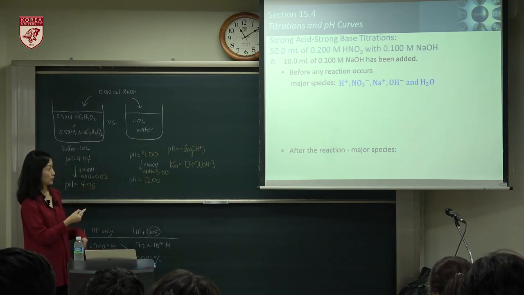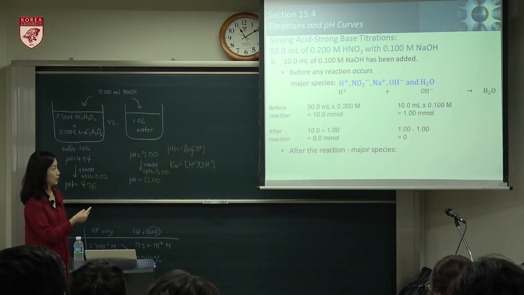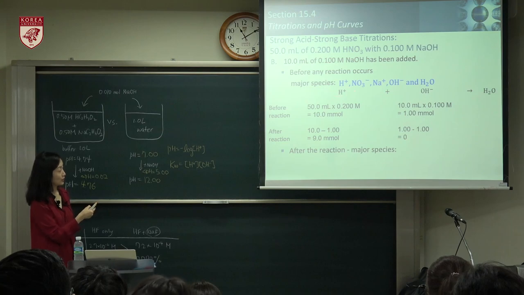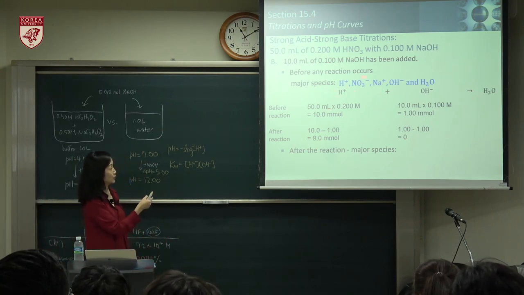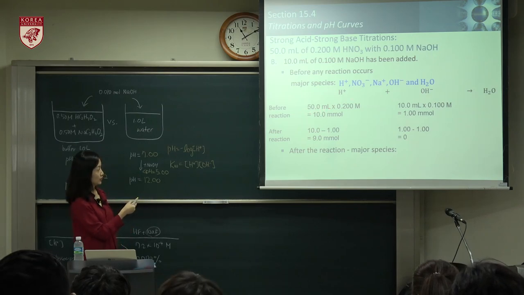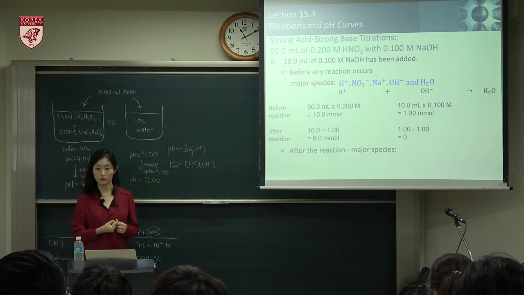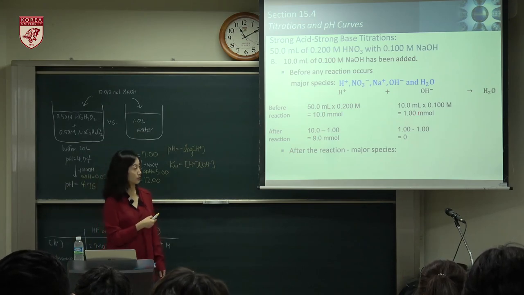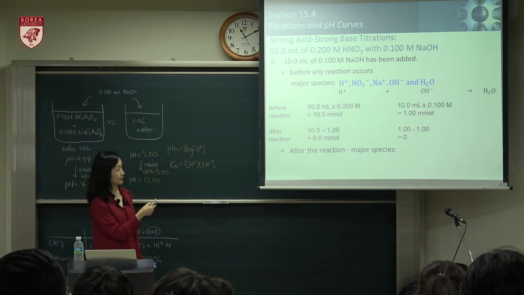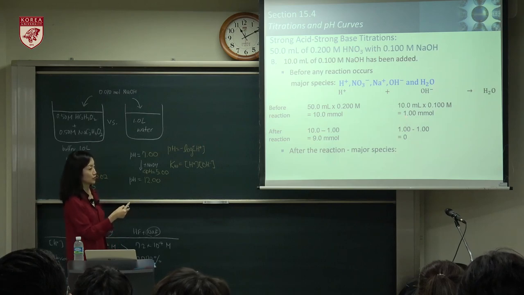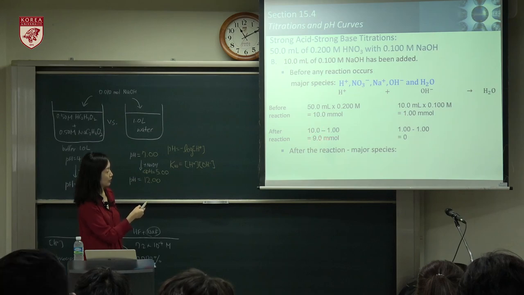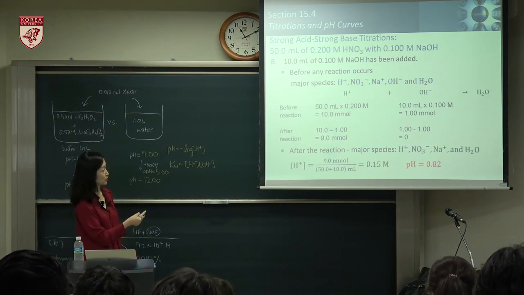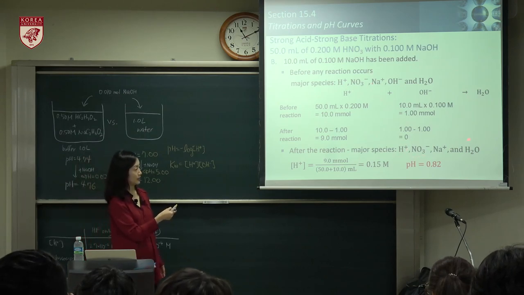So let's do the calculations. We want to know how much we're left with after the reaction. We have a strong acid and a strong base, so a neutralization reaction will occur. If we calculate the number of moles of H plus, we multiply the volume by the concentration, which gives us 10.0 millimoles. And the number of moles for OH minus is 1.00 millimoles. Which one is the limiting reagent? It is OH minus, so all of the OH minus will be used up. After the reaction, we have 9.0 millimoles of H plus, and we don't have any OH minus anymore. So the major species are H plus, NO3 minus, Na plus and H2O.